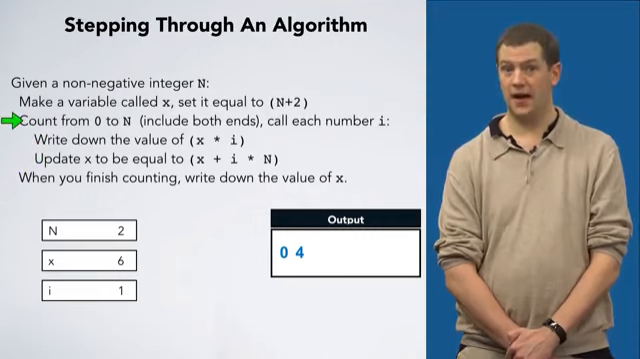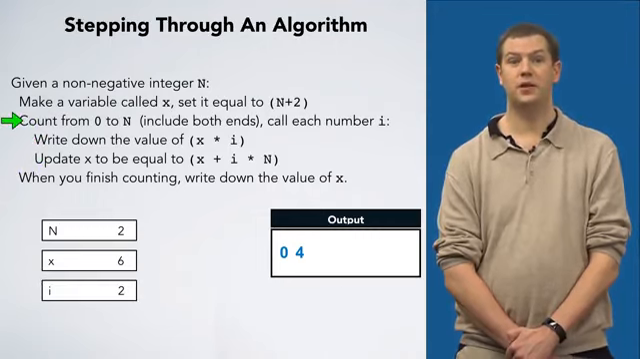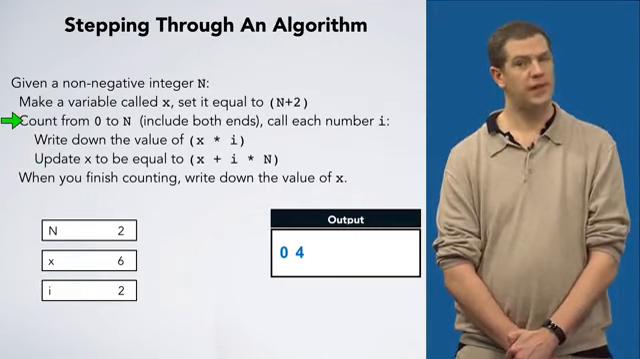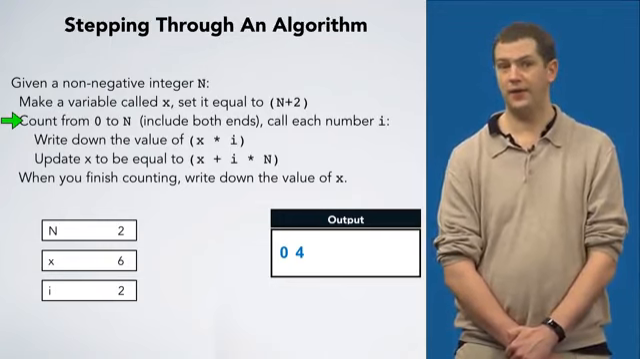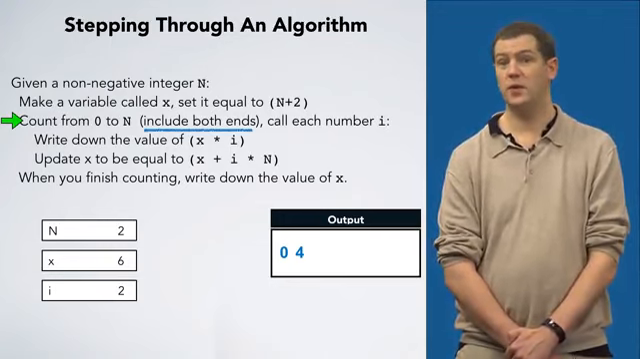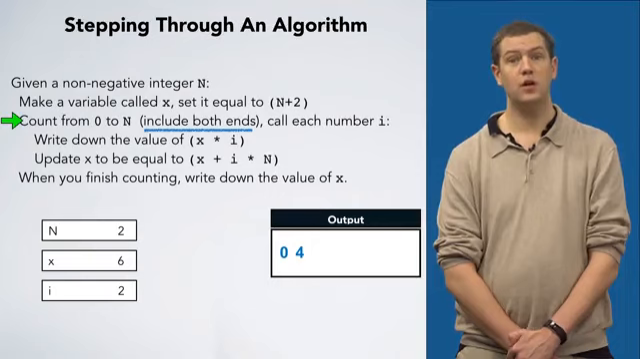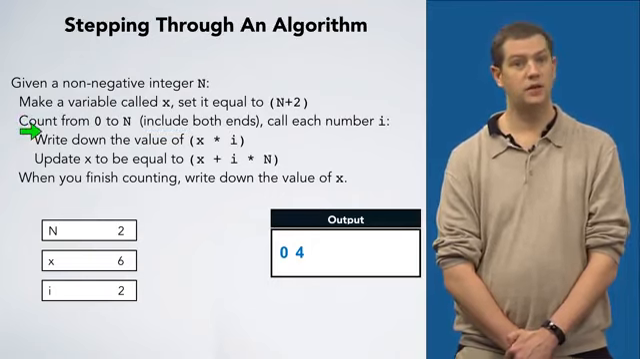We go back to the top, and then count our next value, which is 2, and make that the value of i. We said to count from 0 to n, and n is 2. So are we done counting? In these steps, we said to include both ends, so we are going to do these steps when i has the value 2. So we go in and do the repeated steps one more time.